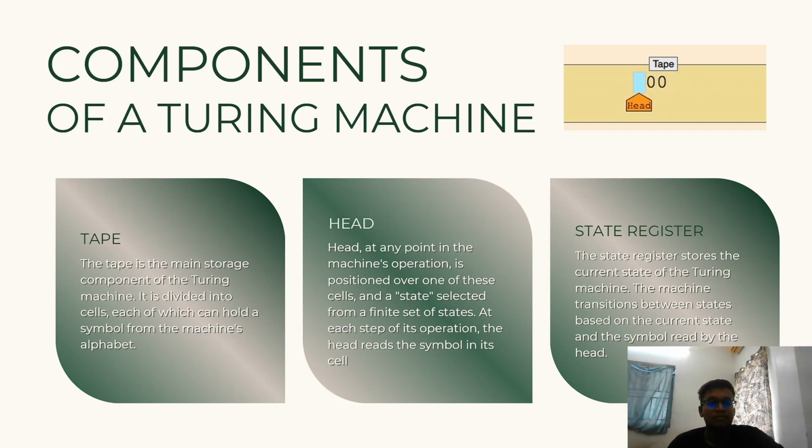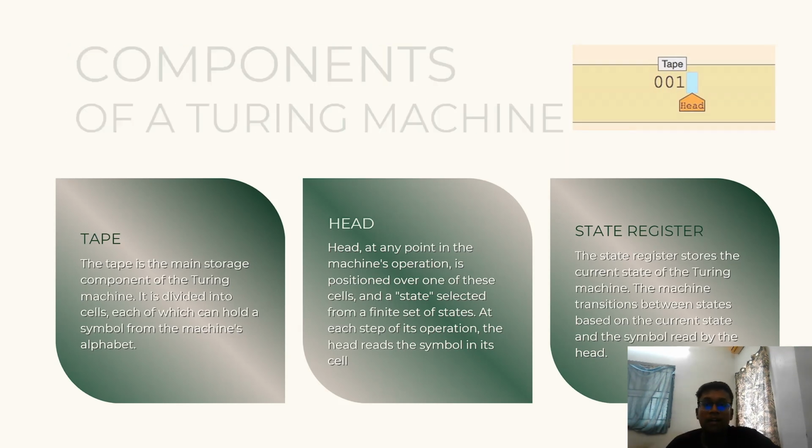State register. The state register stores the current state of the Turing machine. The machine transitions between states based on the current state and the symbol read by the head.